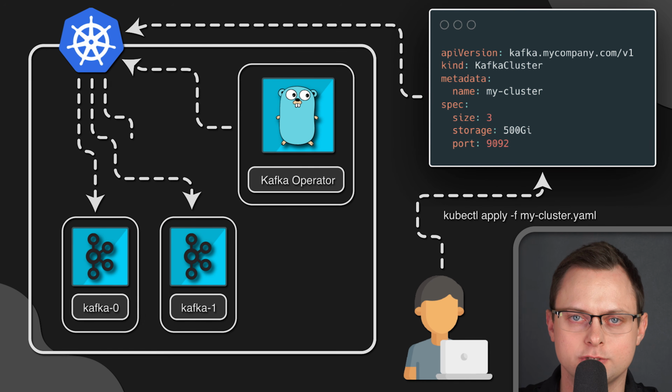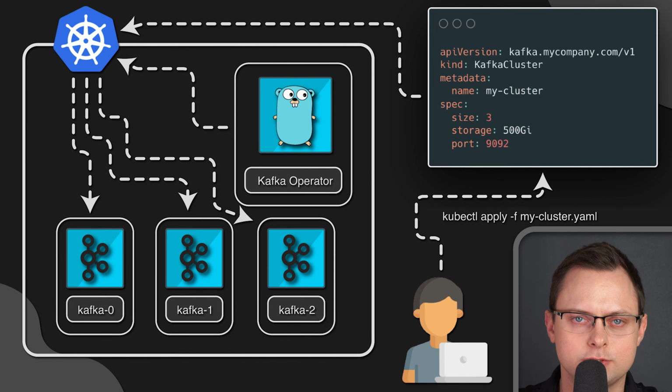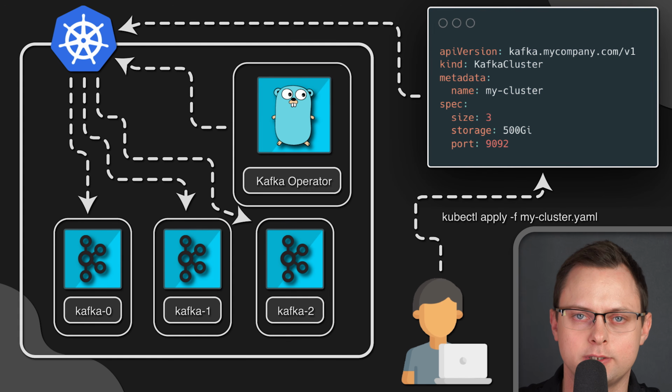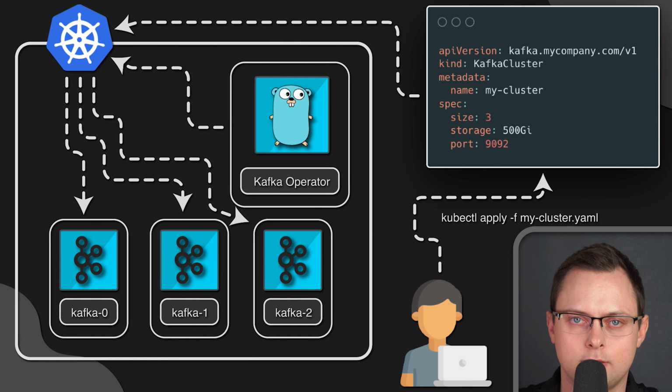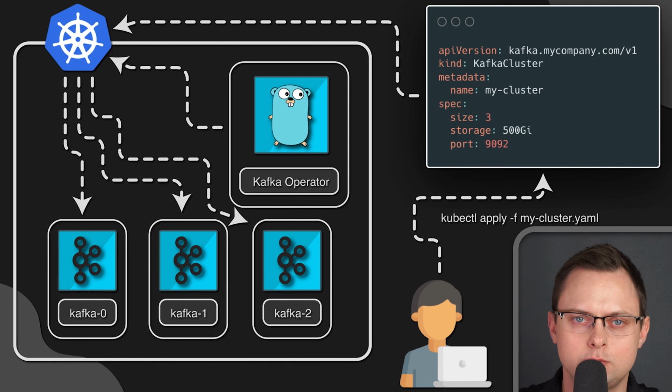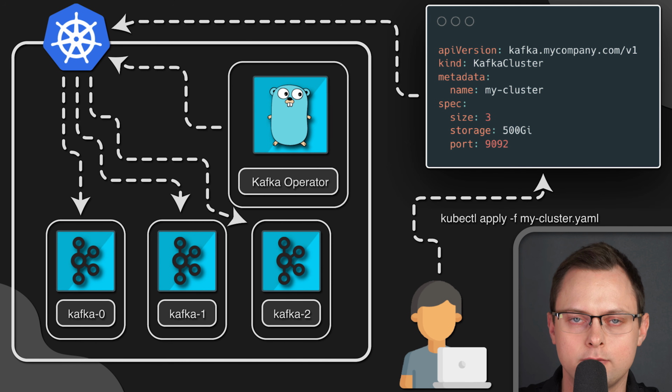When a user wants to create a Kafka cluster in Kubernetes, they would declare a custom resource object and apply it to Kubernetes. The data will be parsed and saved in the etcd cluster. Then, the Golang application, which we call the operator, will detect the new Kafka cluster resource and reconcile it.